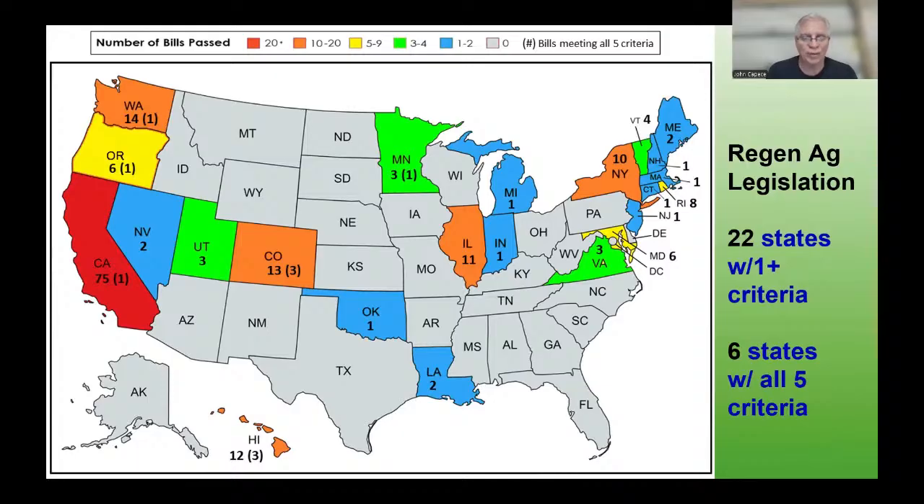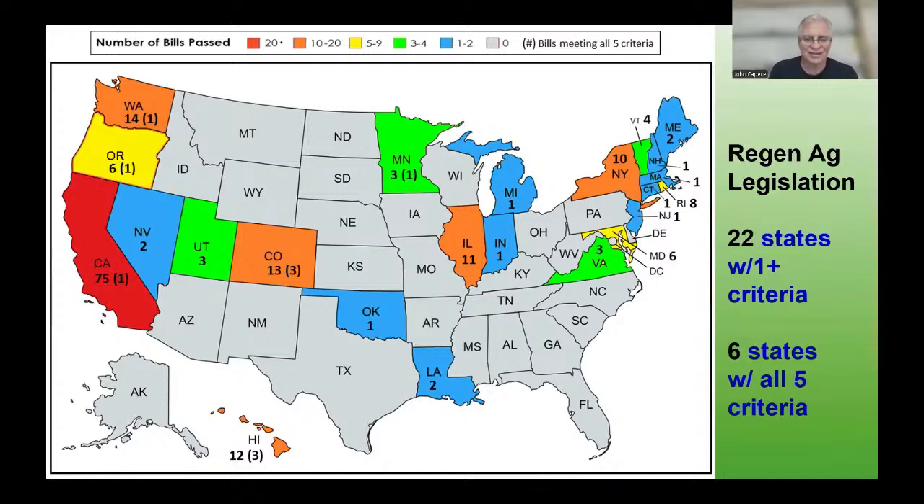California is the overwhelming leader in pure legislative volume, passing a massive 75 bills, though only one California bill met all 5 criteria. Other active states include Washington, Colorado, Hawaii, Illinois, and New York. But the most critical takeaway from this geographic data is the text on the right. Only 6 states in the entire country have ever passed a bill that meets all 5 of our criteria. Those 6 leading states are Washington, Oregon, California, Hawaii, Colorado, and Minnesota.